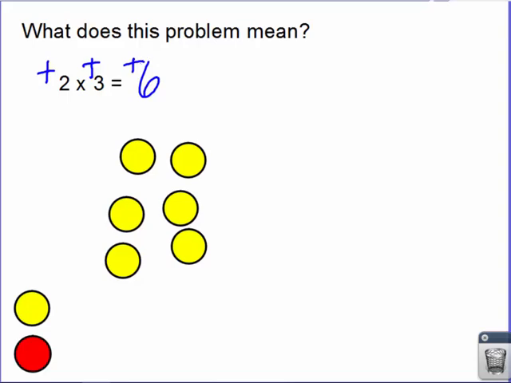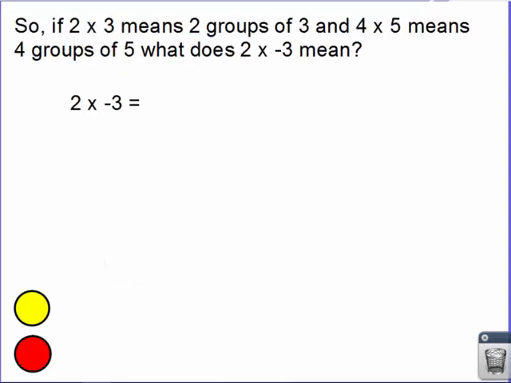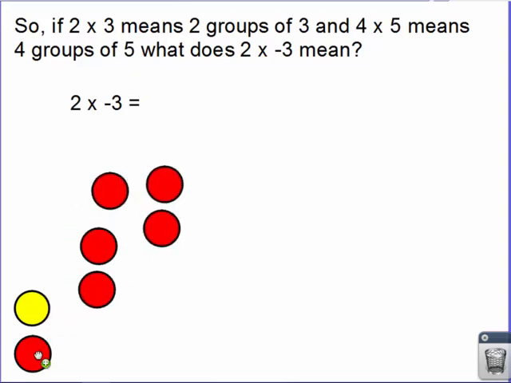That's kind of like what we've always known. Well, what if I had 2 times negative 3? In the first problem, the 2 said two groups of positive 3. Now it says I need two groups of negative 3. So what would that look like? It would look like two groups of negative 3. What kind of answer would I get? Negative 6. So a positive times a negative gives me a negative as an answer.